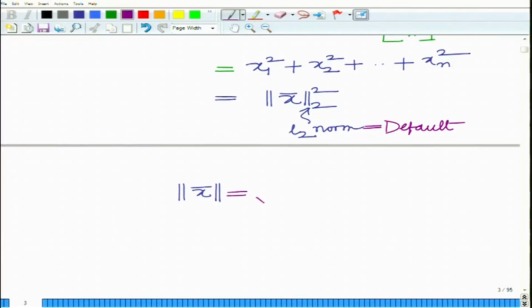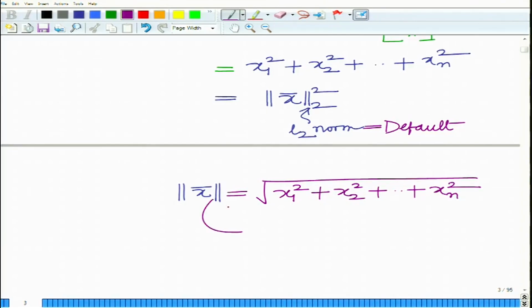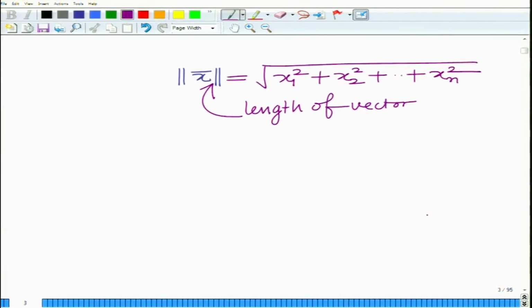So, if the norm is not specified explicitly, it indicates the L2 norm, right. And the L2 norm of a vector is something that you are already very familiar with, that is simply the length of a vector in n-dimensional space. Okay, so norm x bar is simply something that most of you might be very familiar with, that is the square root of x1 square plus x2 square plus xn square, which is basically the length of the vector. Okay. All right.